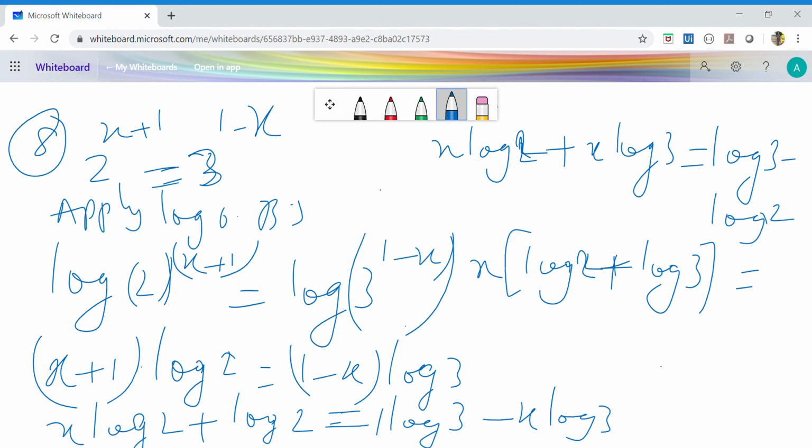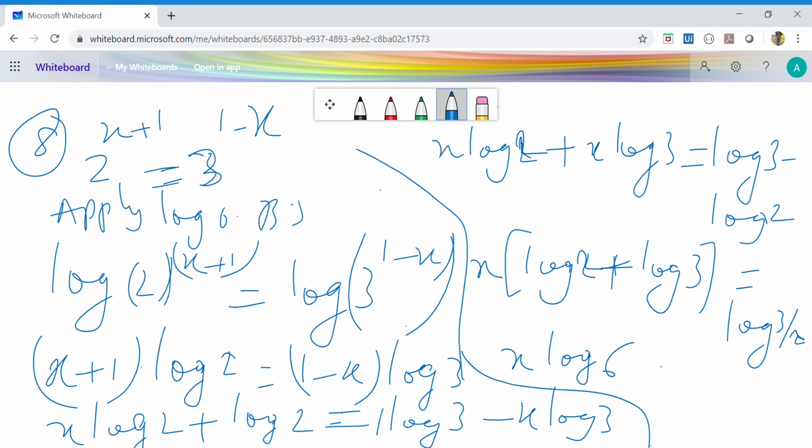Log 2 plus log 3 is equal to, as log a minus log b becomes log a by b, log 3 by 2 we will get in the RHS. Then x, keep it like that only because he asked to find the value of x. So we can write x into log 6, because log a plus log b is equal to log ab, 2 times 3 is 6. Log 6 is equal to log 3 by 2 and x is equal to log 3 by 2 divided by log 6.